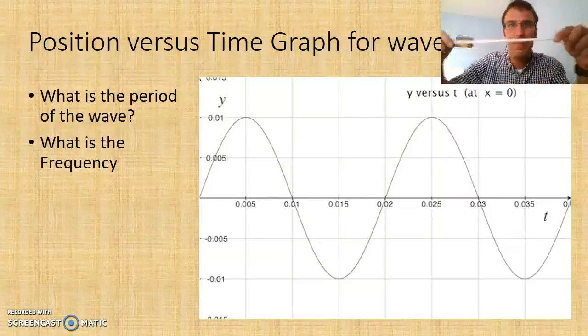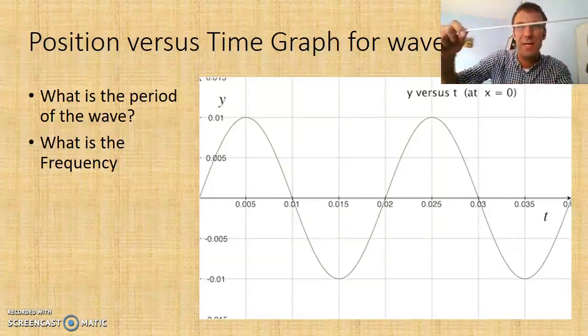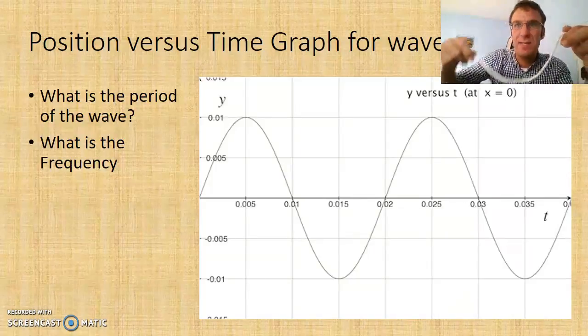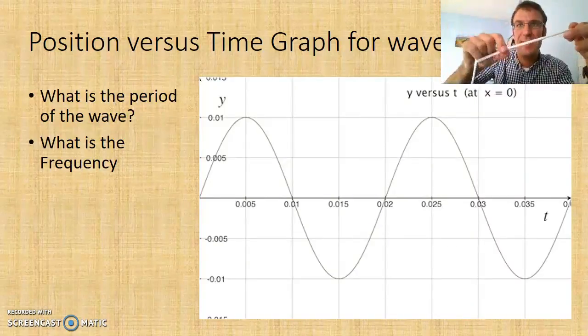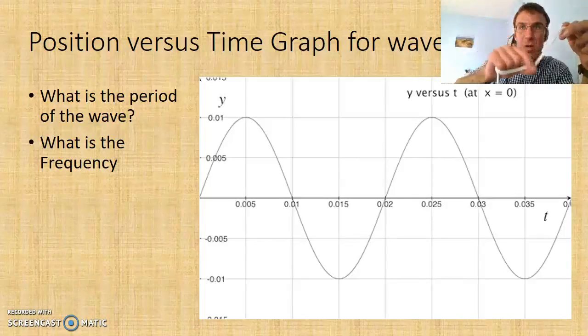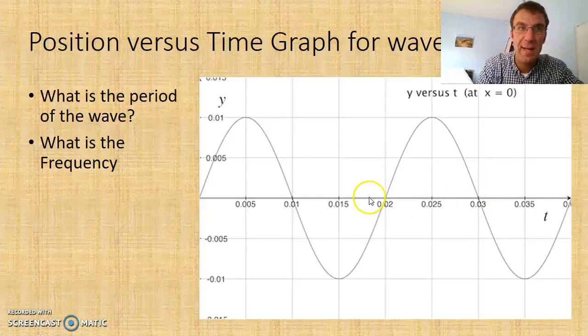What this is really telling you is, let's say we pick a point on the string, conveniently there's a little black smudge right there. As this wave goes by, it's telling us the Y position, not the X position, the Y position of this little black smudge, of this little point on the string over time. And so what information can we get from this?